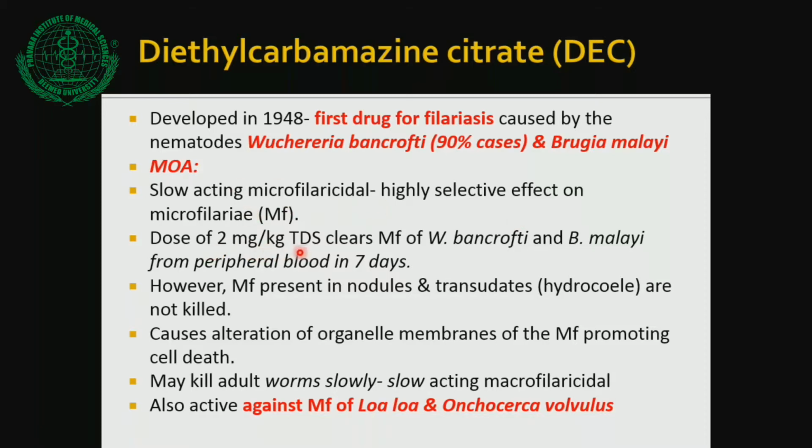The dose is 2 mg per kg TDS, means thrice daily. 2 mg per kg TDS means if we see the daily dose, how much will it be? 6 mg per kg. Okay, it clears microfilariae of both Wuchereria bancrofti and Brugia malayi from peripheral blood in just 7 days. However, microfilariae which are present in the nodules and transudates, that is a hydrocele.